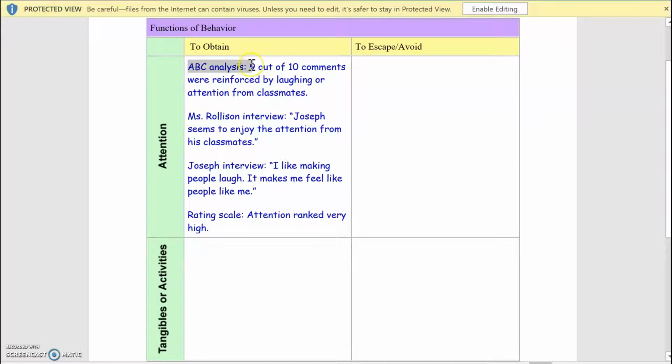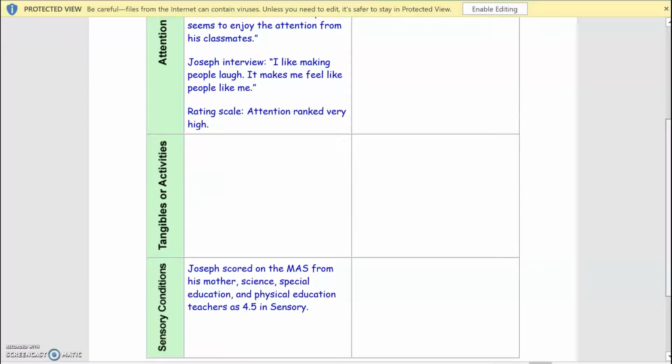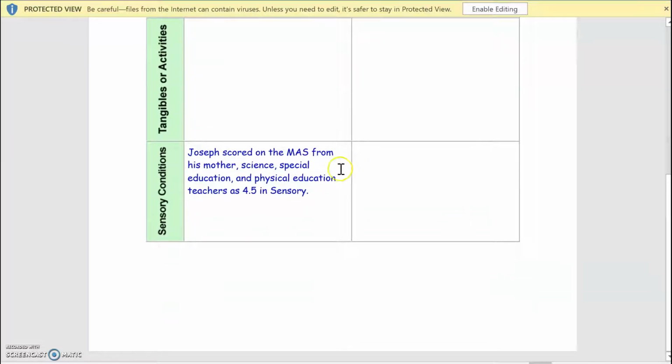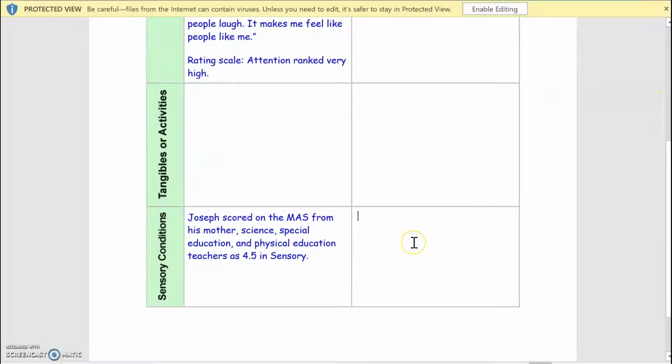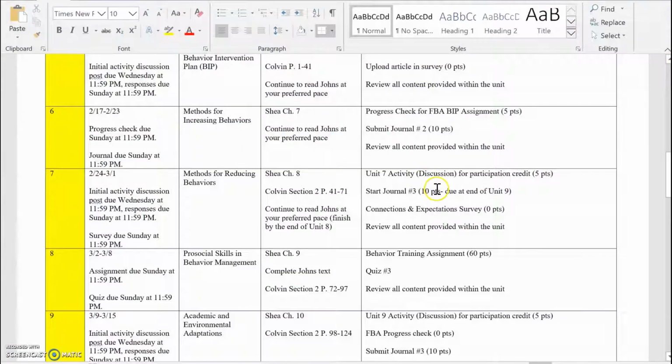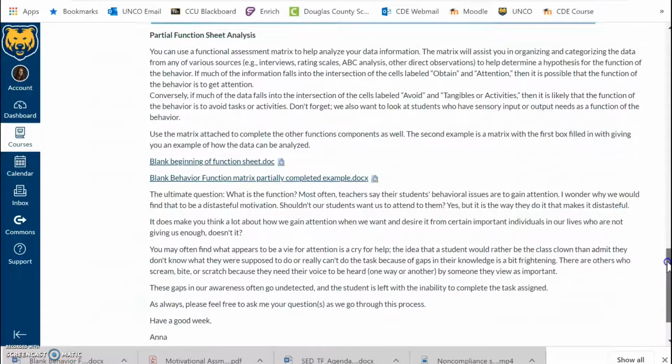So here's our ABC data. This is from our observations. Teacher interview data, student interview data. So this will show us that attention is ranked very high as a possible function of the behavior. And perhaps for this child on the MAS, sensory could also be a function of a behavior. So that's an example for you, and items may also fall under this escape or avoid column. For instance, oftentimes we'll see to escape or avoid a sensory stimulus, such as loud noise, bright lights, many different things here where behaviors can occur for a student motivated to get out of that situation. So that is the matrix that we'll be using. We'll take a look at that for the participation activity.